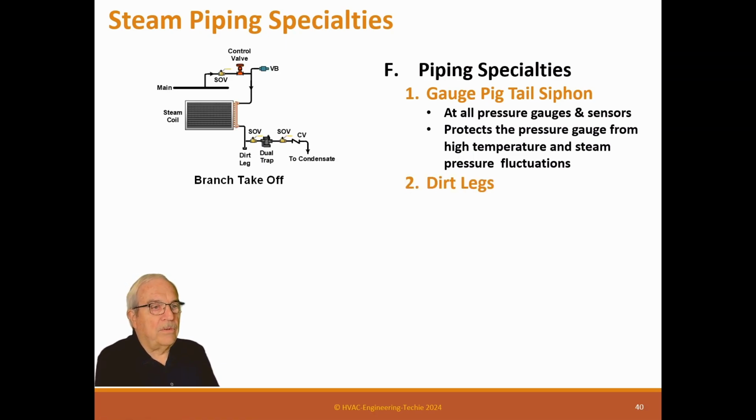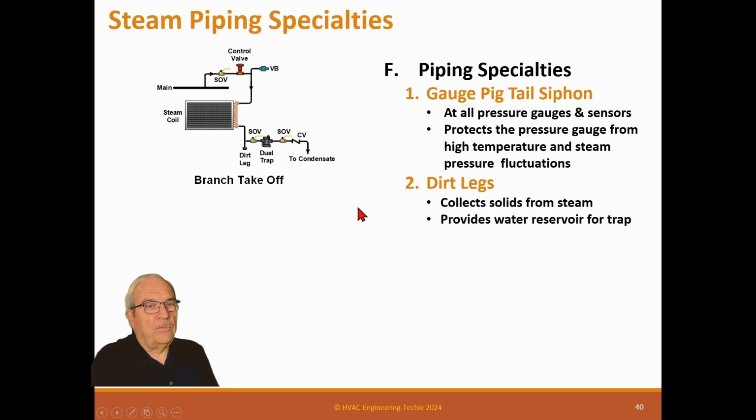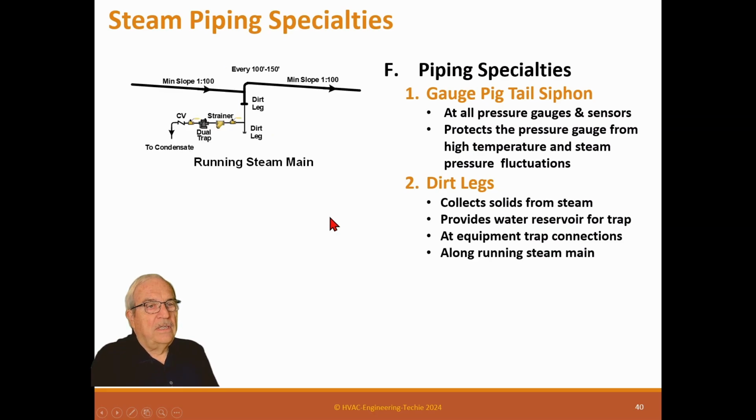Dirt legs are important, so anytime you have a steam device that comes out of the coil like this, or steam turns direction, this is actually a dirt leg. And dirt legs collect solids from the steam, and provide a water reservoir for the trap, so there's a little more water here for the trap. Add equipment trap connections, long running steam mains, because when you design this, there's a rule of how far you go before you have to do a steam trap, because you may have to change the gradient, but you also know the water is flowing this way, so you want to take it out of the steam line to allow more room for the steam. And so you do that along long running steam mains.